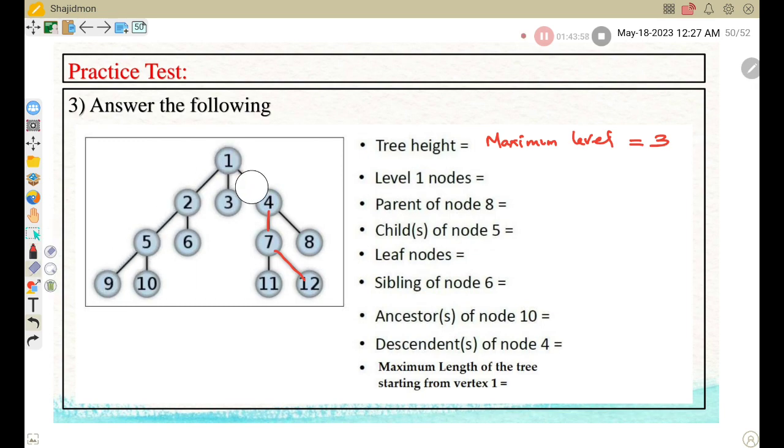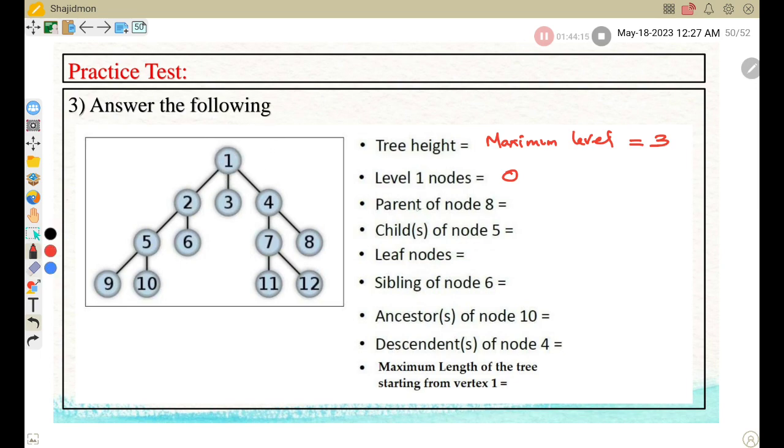Now next question, question number 2. Level of node 1. Node 1 means it is this node. What is the level of this node? 0. Level 0, correct? Because this is the root node. Root node level will always be 0.